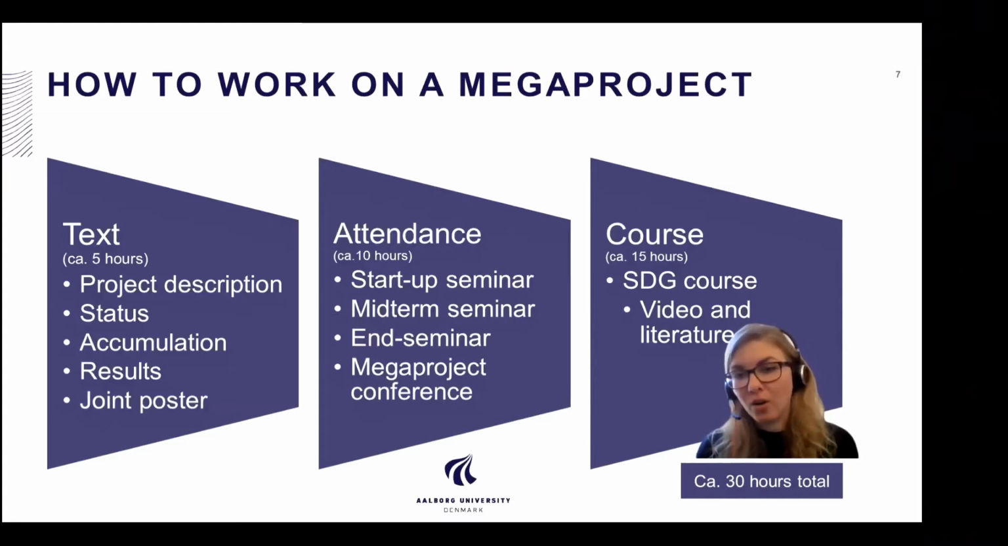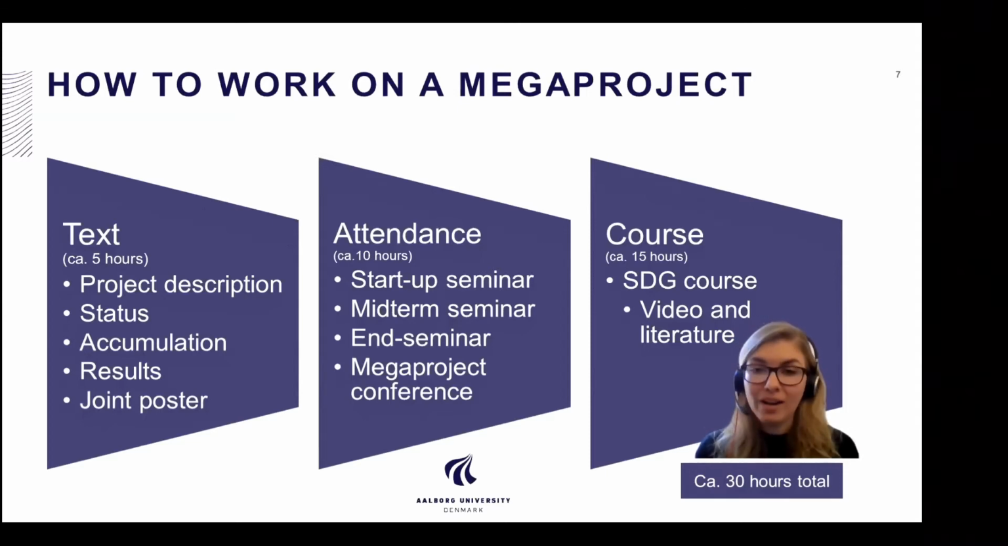So to participate in a mega project, you will need to give a project description. These are not long project descriptions. We're talking about a page or so. And based on this project description, the coordinators will put you into clusters. When you've been put into a cluster, you will meet up at this startup seminar. So both the text and the attendance are very closely knit together. When you've met at the startup seminar, you will talk about how you will be collaborating, what you can use each other for, how you are going to address the SDGs, and generally how your collaboration will work.